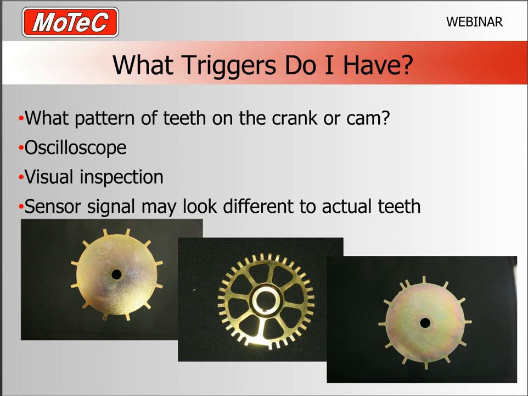When you're trying to work out what you have on the crank and on the cam, a couple of things that might help you are an oscilloscope, and a visual inspection, actually looking at the trigger disc. Just remember that on some of them, as I've mentioned in previous webinars, the actual output signal from the sensor, which is ultimately what the ECU is reading, may look slightly different to what the actual physical teeth would lead you to believe. So be careful if you're just counting teeth, especially on some of the newer trigger discs, because they can be deceiving.